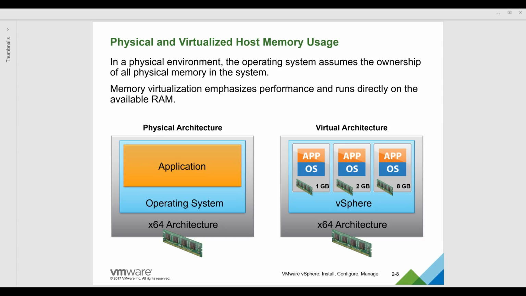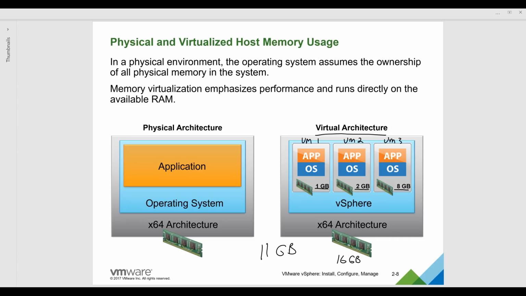In a virtual architecture, which is here, let's just say we have 16 gig of RAM. We have VM1, VM2, and VM3. VM1 is only allocated 1 gig. VM2 is allocated 2. VM3 is allocated 8. That tells you we're using 11 gig, but we have 5 gig left over.